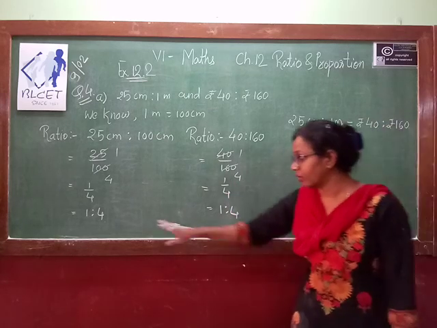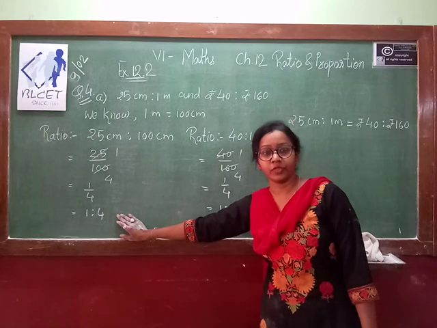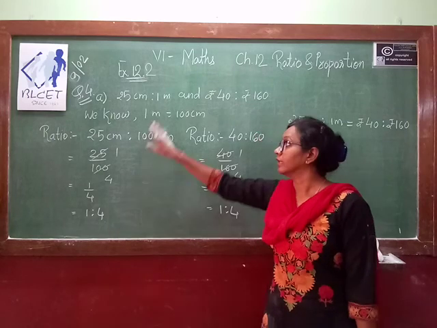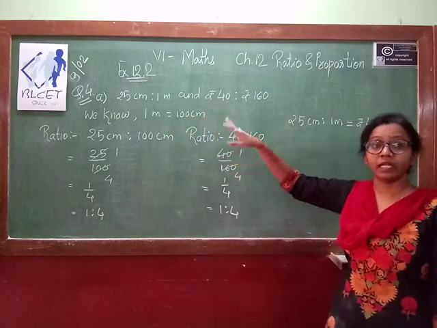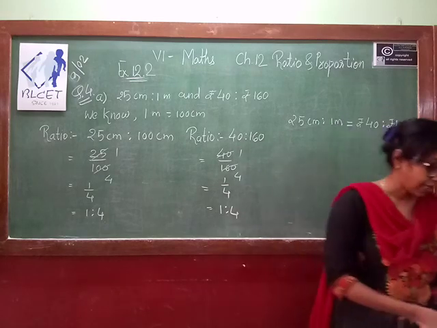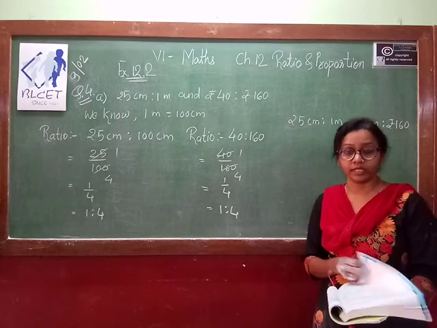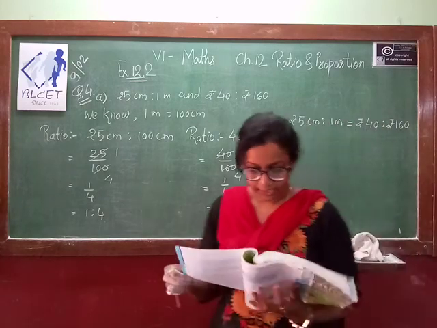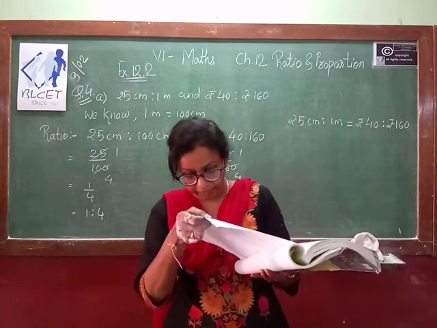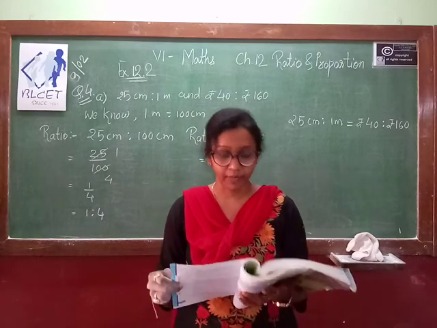If you compare both the ratios, it is 1 is to 4. So what we can say? Whatever terms are given, they are in proportion. Okay, so that we have already understood. Now see what the middle term and the extreme term are. So on page number 255, you have the definition of that.